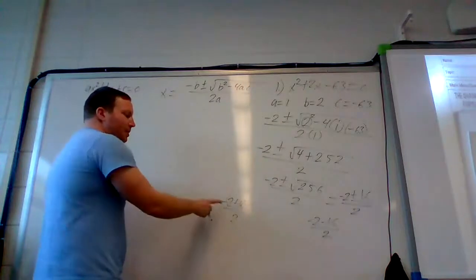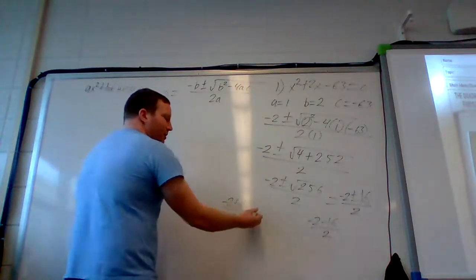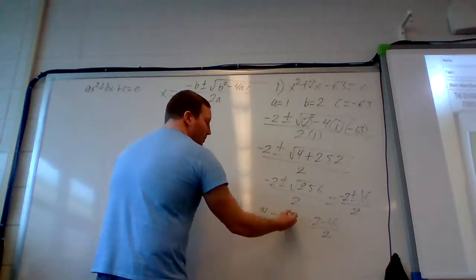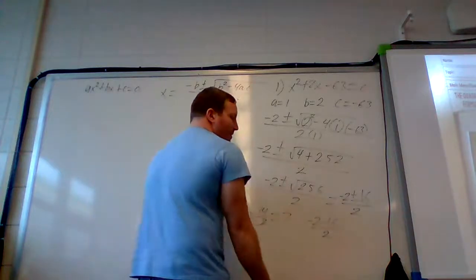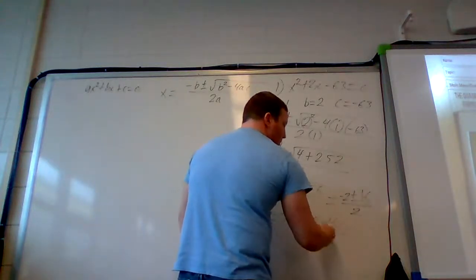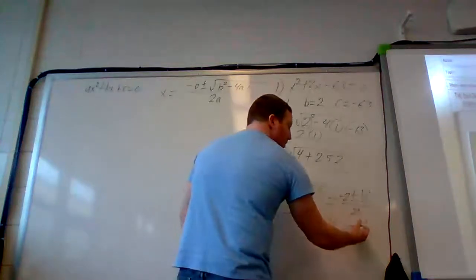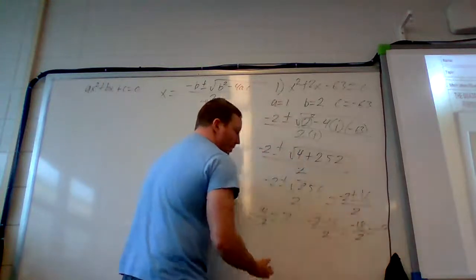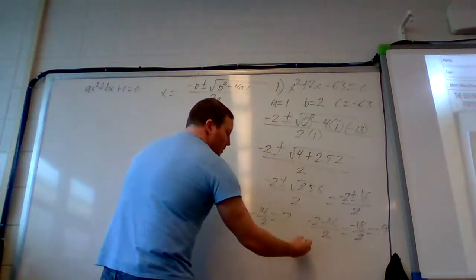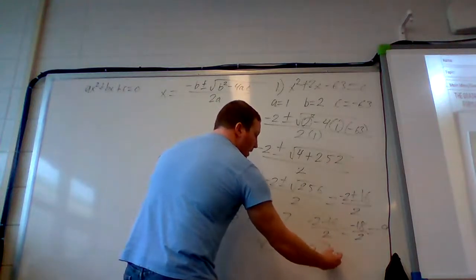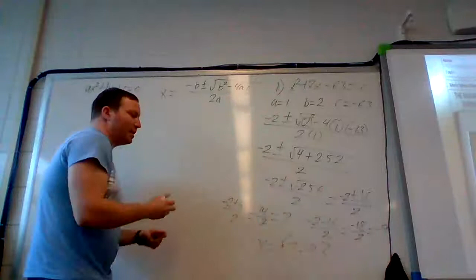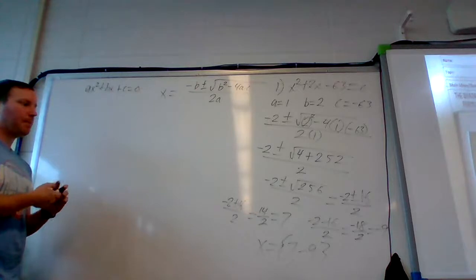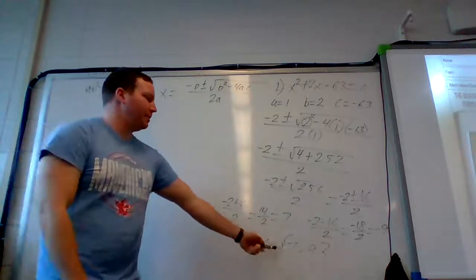We want to simplify these two. So negative 2 plus 16 is 14 divided by 2. So we get 7. And negative 2 minus 16, they're both negative, so that's negative 18 divided by 2, that's negative 9. So x equals 7, negative 9. Again, we can put them in that set notation, those little curly brackets. We got two solutions, right? We have 7 and negative 9.